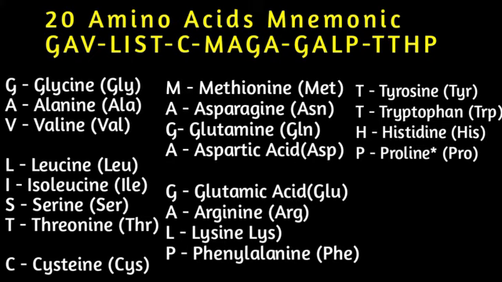List: L for leucine, I for isoleucine, S for serine, T for threonine, C for cysteine. MAGA: M for methionine, A for asparagine, G for glutamine, A for aspartic acid. GALP: G for glutamic acid, A for arginine, L for lysine, P for phenylalanine. TTHP: T for thyroxine, the other T for tryptophan, H is histidine, and P proline.